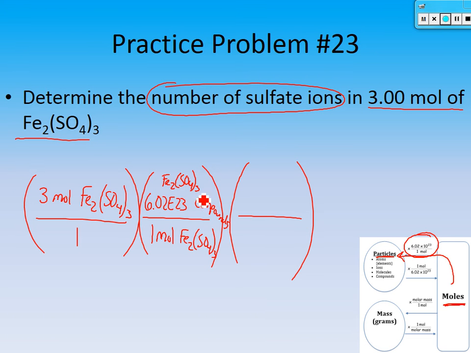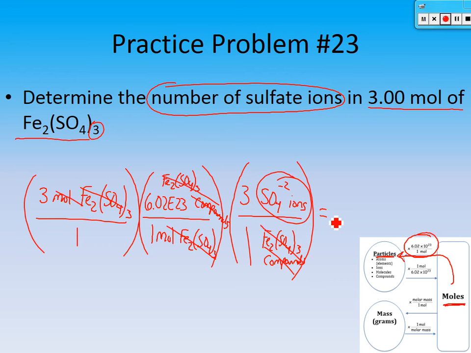Okay? If iron sulfate compounds is on top, I'm going to put that on the bottom. In one compound of iron sulfate, how many sulfate ions do we have? There's 3. This 3 right here tells us there's 3 of the sulfate ions. So 3 SO4 ions, sulfate ions. So let's cancel out like units. Moles of iron sulfate cancel out. And now I'm just left with sulfate ions.